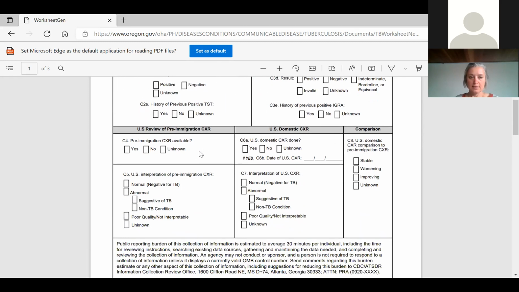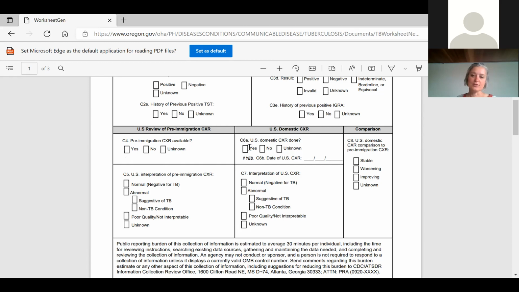Okay. So this next section is where you put the answer to whether or not you were able to look at the pre-immigration chest x-ray. And again, sometimes they're not available, and that's okay. So in our scenario, I think we said yes. And I believe we said it was, I can't remember, abnormal. We'll say abnormal, suggestive of TB. So you could check that.